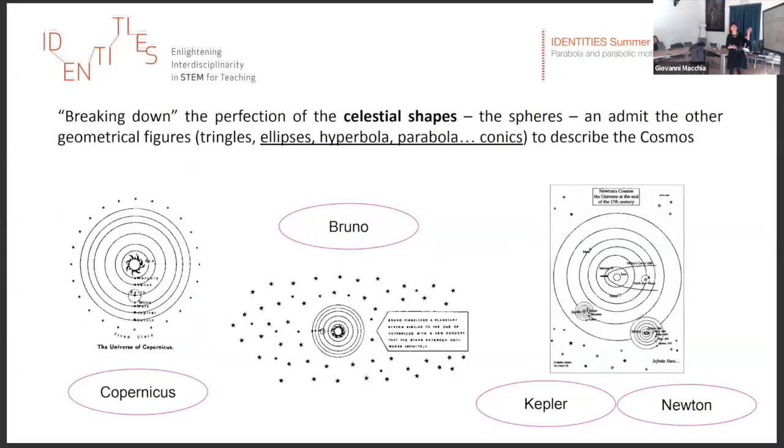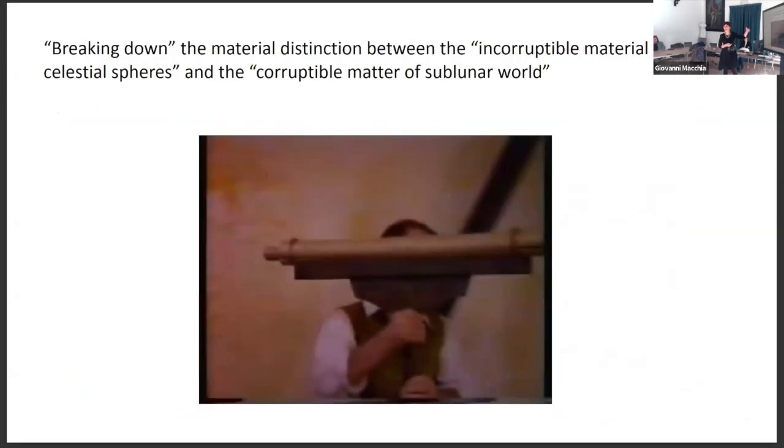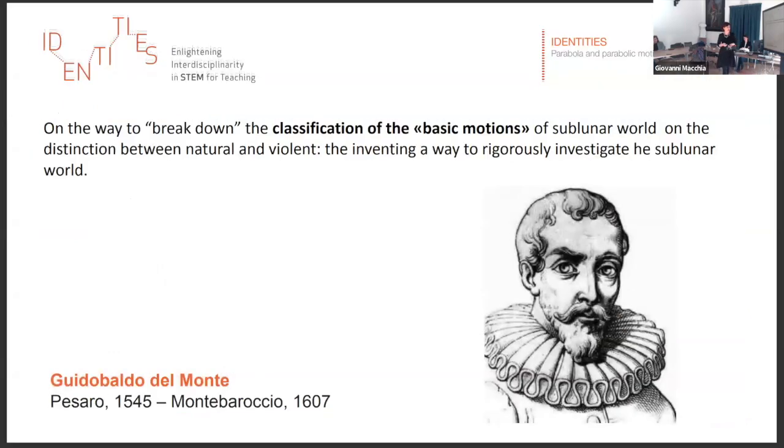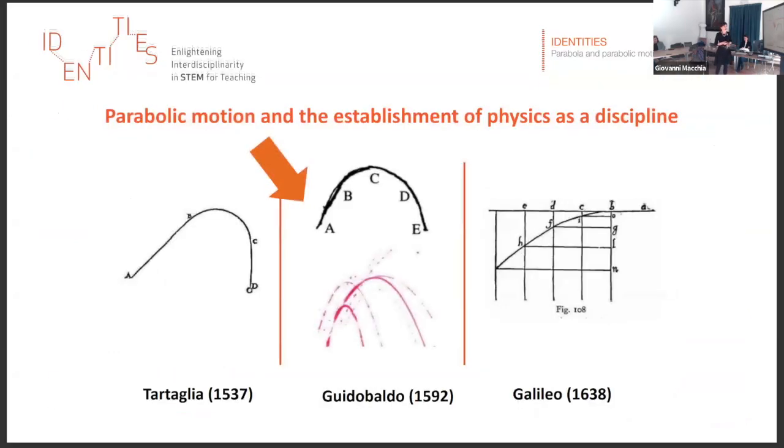So actually, while in the same time that Tartaglia was trying to use this problem of addressing the ballistic use in the sky, of course, there was also a process that enlarged the concept of perfection, and it was possible to include also the other shapes, the other conics, in the description of the world. Of course, Galileo break down the distinction between the matter in the celestial sphere and in the corruptible matter of the sublunar world. But then we arrive to Guidobaldo.